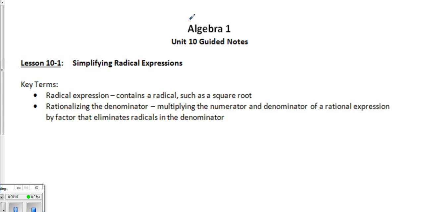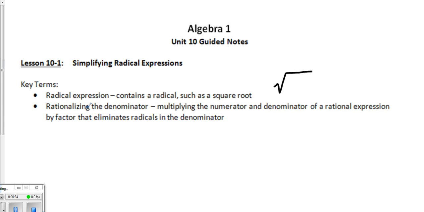Anytime that we have that root symbol, it looks something like this. It basically just means like the opposite of an exponent. So this one is a square root. It means the opposite of squaring something. It's how we'd undo a square.